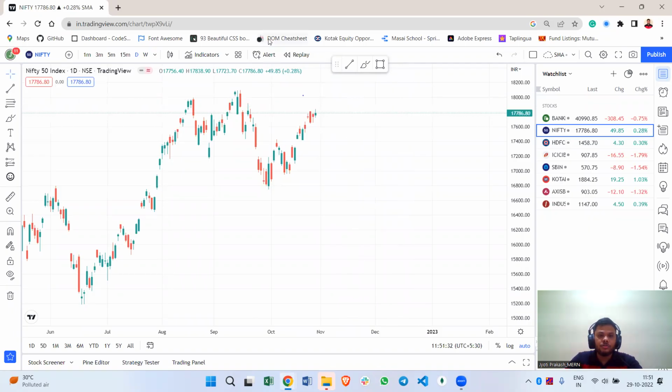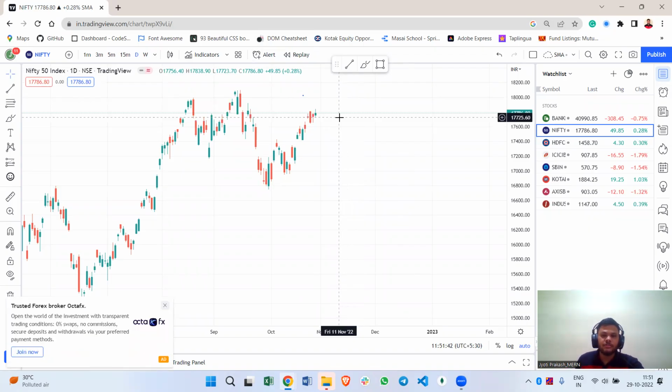But for that, it needs to close above 17,850. Then we can take a trade for buying. If you are taking any selling trade, it needs to close below 17,720 or the 17,700 round level. Then we can expect some selling pressure here, and our target will be 17,650 to 17,600.